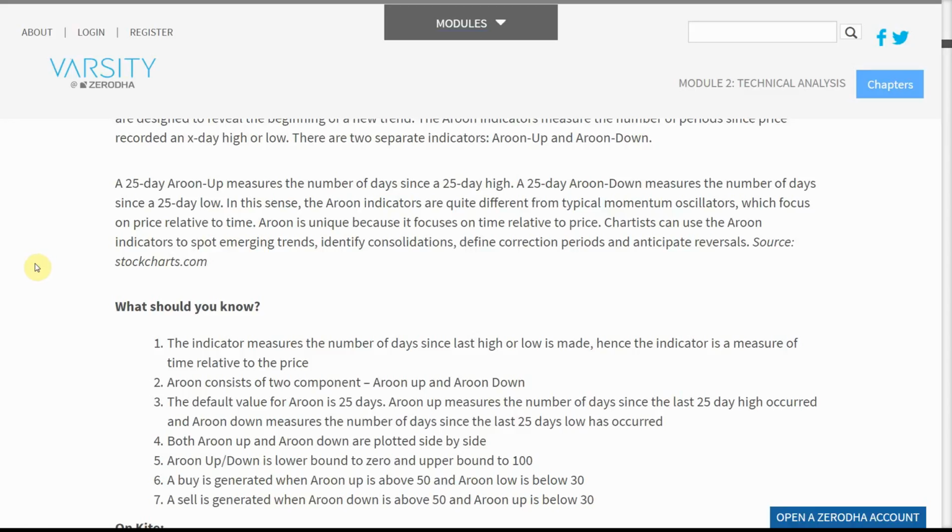Chartists can use the Aroon indicators to spot emerging trends, identify consolidations, define correction periods, and anticipate reversals. Source: StockCharts.com. What should you know?